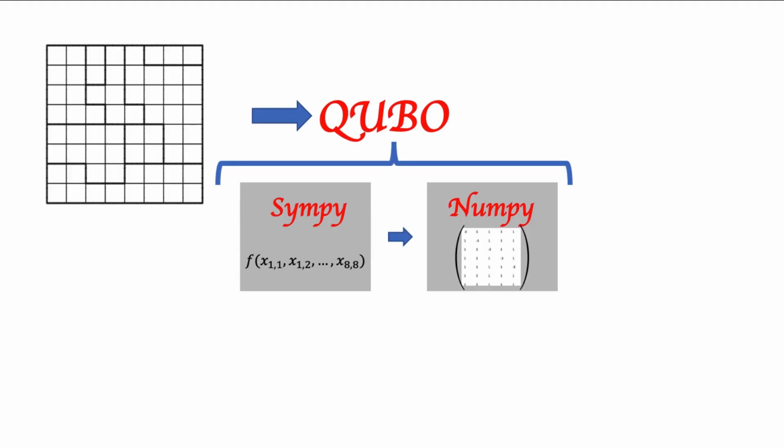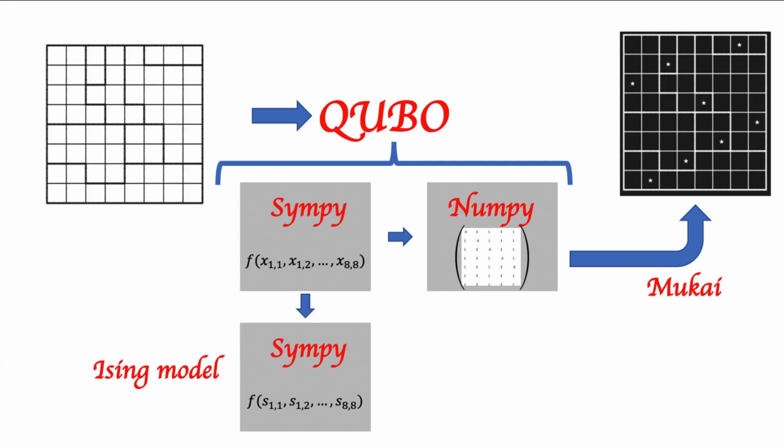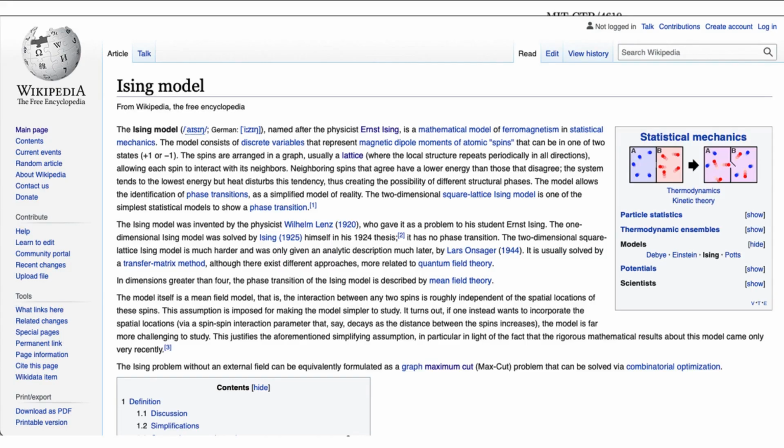Last week we ran our StarBattle QUBO on the Mukai simulator and got the correct answer to the puzzle. This week we'll transform our problem into an Ising model so that we can use Qiskit, the quantum programming API from IBM. Our target is Qiskit's implementation of QAOA, the Quantum Approximate Optimization Algorithm, described in this 2014 paper by Eddie Fari.